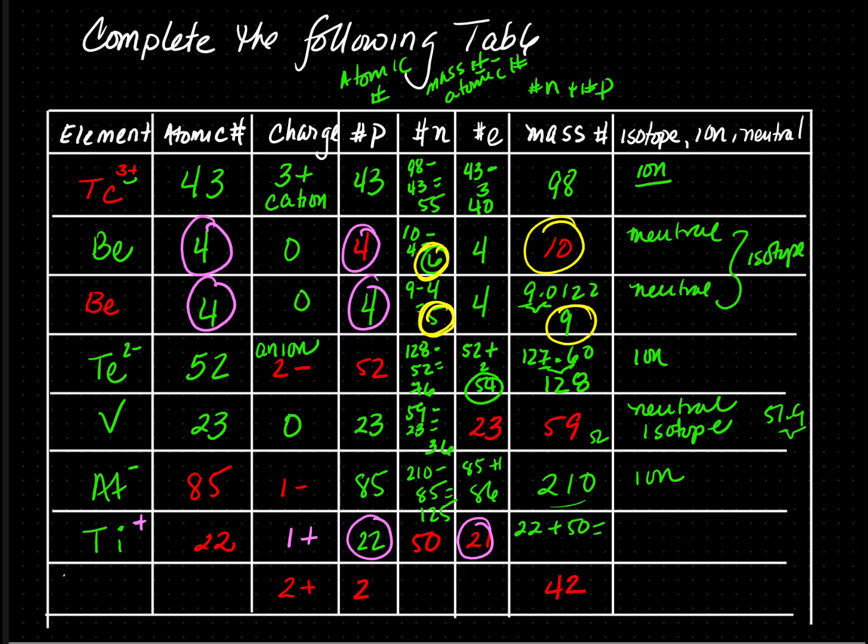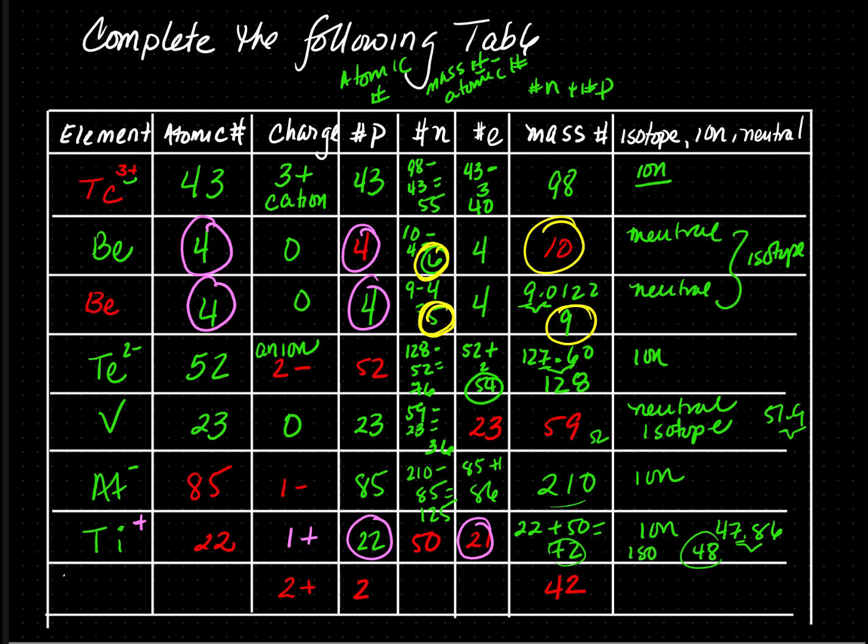So we know this is an ion. If I look at the periodic table, the atomic mass for titanium is 47.86. Rounded to the ones place, this is 48. So if I look at this, this is an isotope. The mass numbers are not the same.